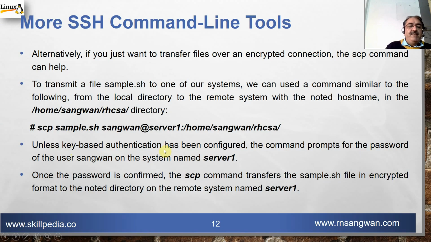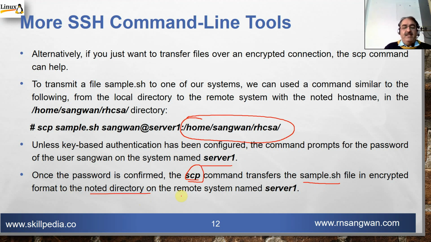Unless key-based authentication has been configured, the command prompts for the password for the user sangwan or user root on the system server1. Once the password is confirmed, the SCP command will transfer the file in encrypted format to the noted directory, which is /home/sangwan/rhcsa. In my case, it was /root in the demonstration on the remote system named server1.